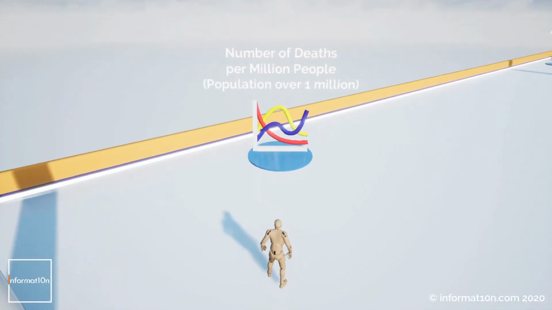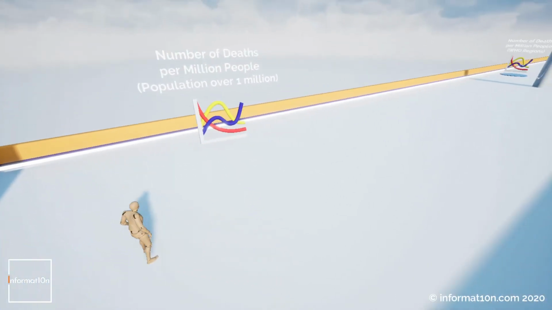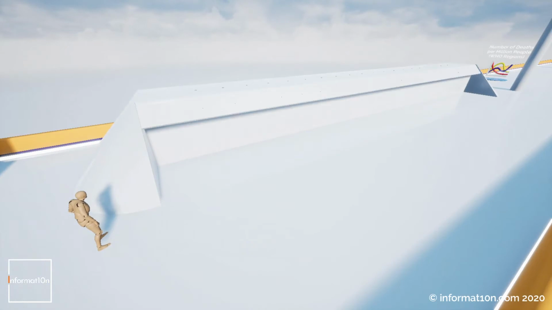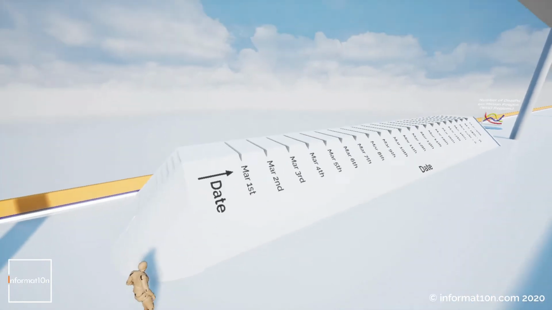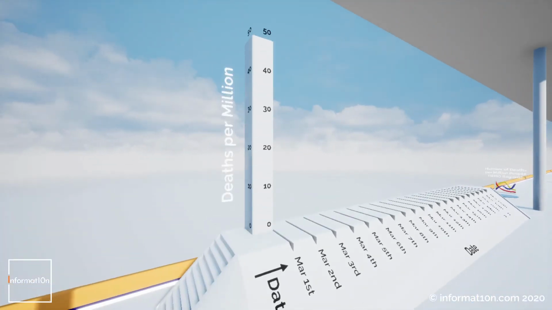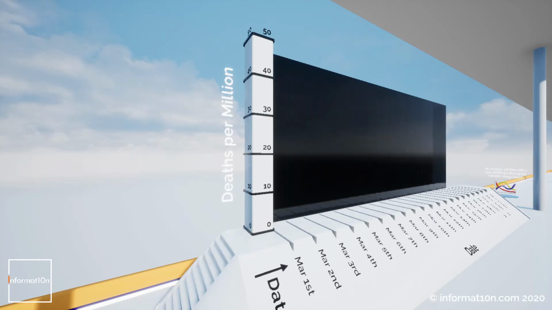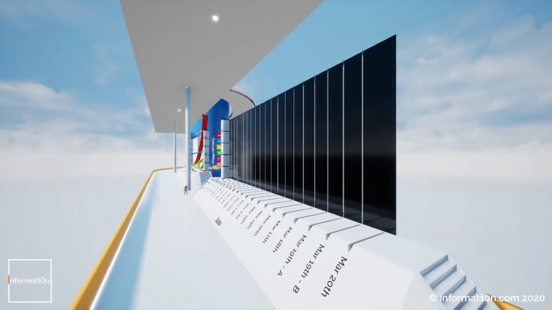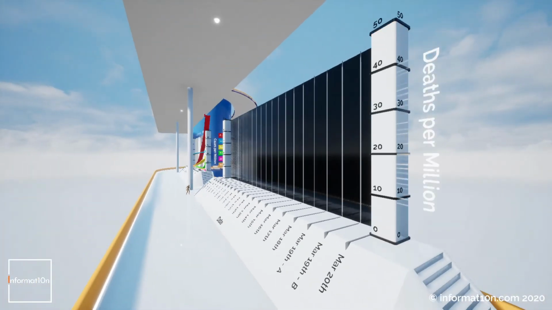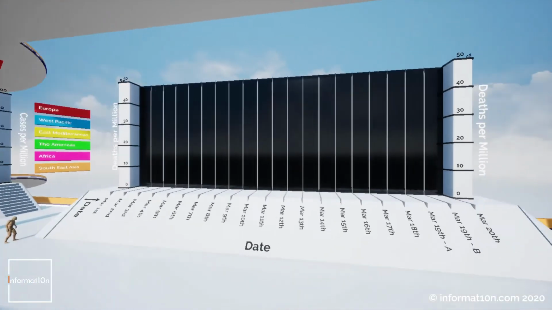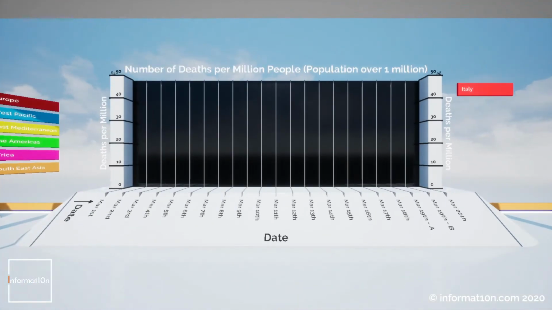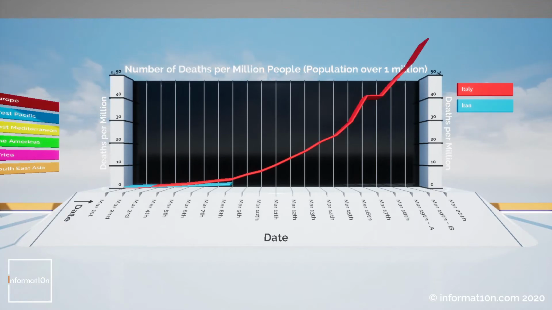Now, this next chart is going to explore the number of deaths per million people. In the last 3 charts, we were looking at the number of cases, and now we are looking at the number of fatalities for every million people in the population. Again, we're looking at data from March the 1st up until March the 20th, and on the vertical axis, we've got 0 at the bottom and 50 at the top, so 50 deaths per million people at the top.